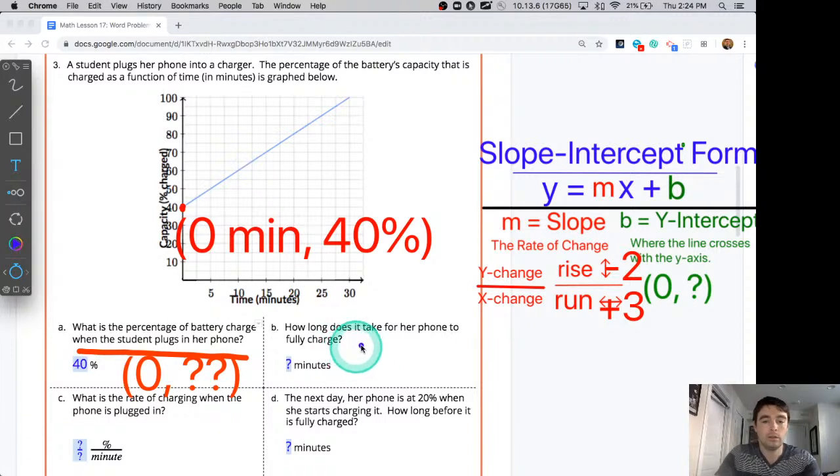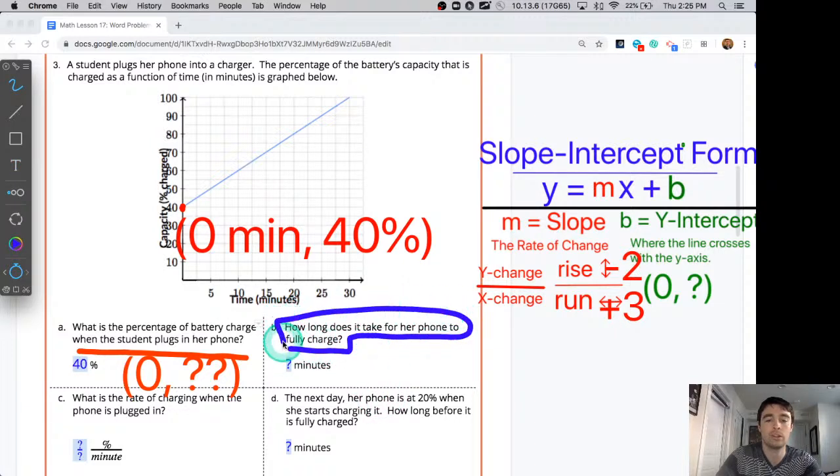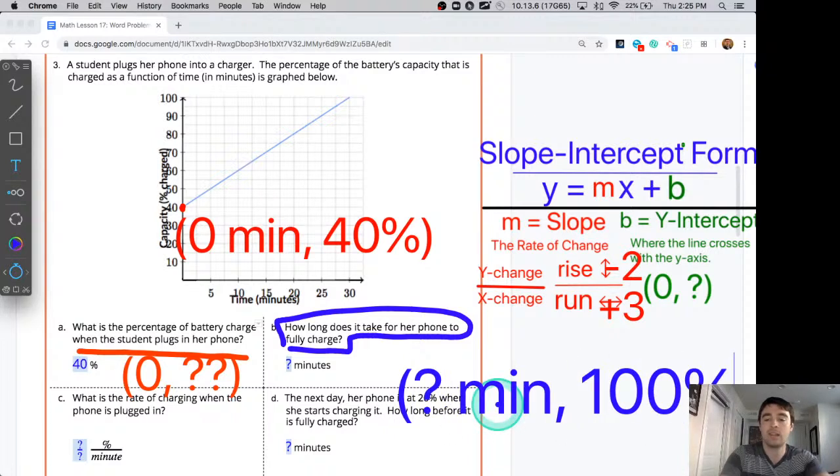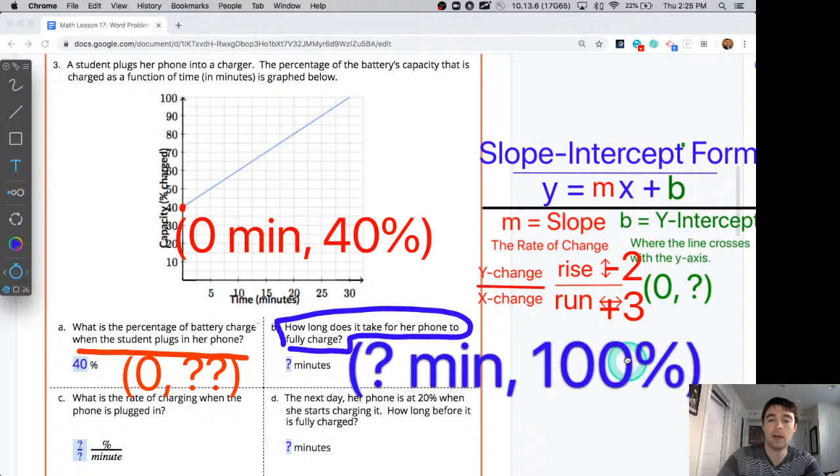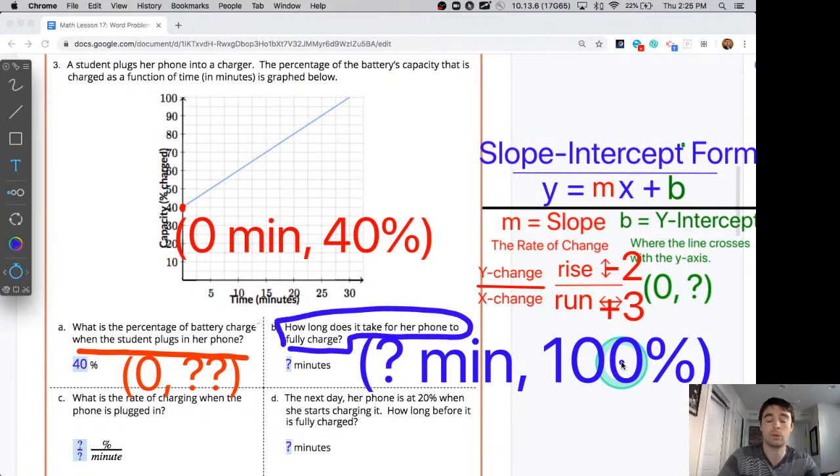Part B, which we'll switch over towards blue now, it says, how long does it take for her to fully charge her phone? How long does it take for her phone to fully charge? That's what part B is asking us. So if the phone's fully charged, they're really asking, at how many minutes does it take for her phone to get to 100%? How many minutes does it take for the phone to get to 100%?